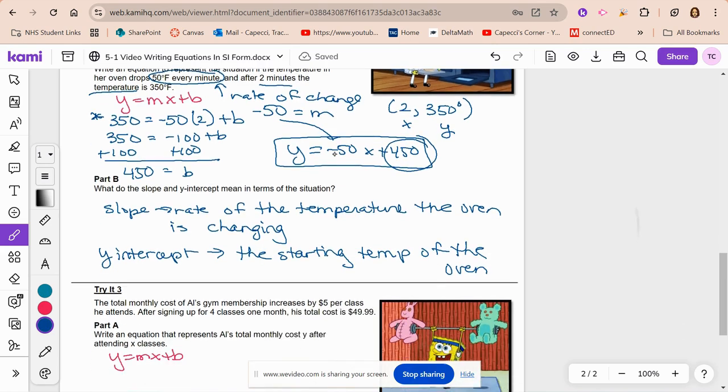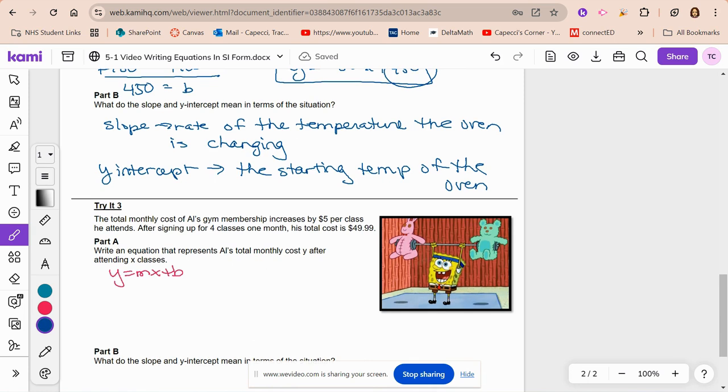Okay, let's take a look at another word problem. It says the total monthly cost of Al's gym membership increases by $5 per class he attends. So there's the rate of change. Rate of change. That is the rate that things are changing. It's $5 every class. After signing for 4 classes 1 month, his total cost is $49.99. So again, that's going to be our point.